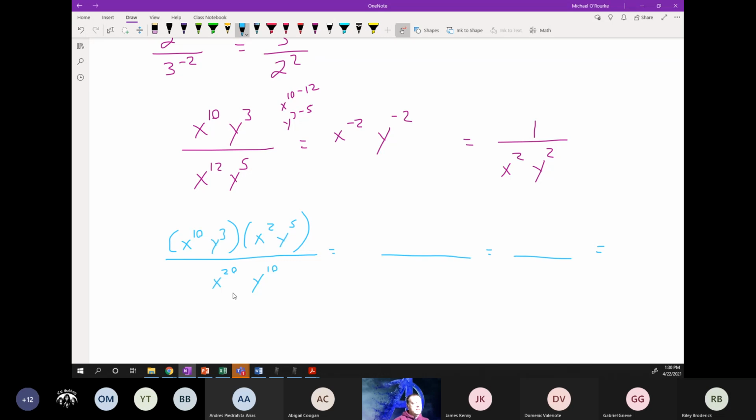I'll give you about 30 seconds to work ahead if you wish. If you want to wait for me to do it, that's fine as well. Generally, you always want your answers to be in positive exponents.